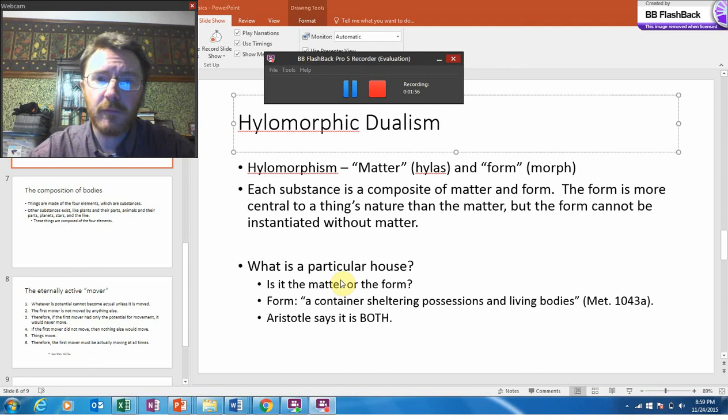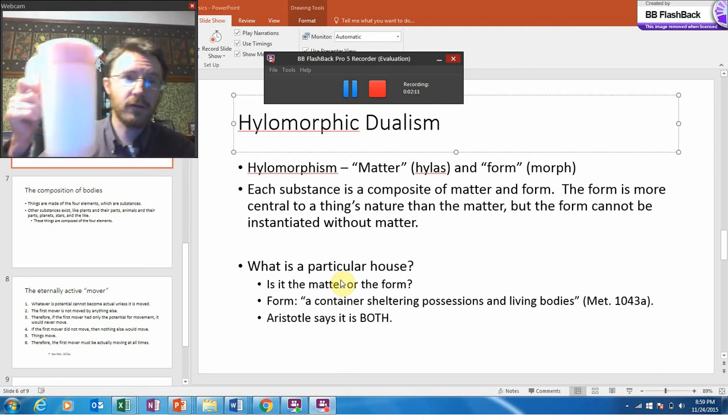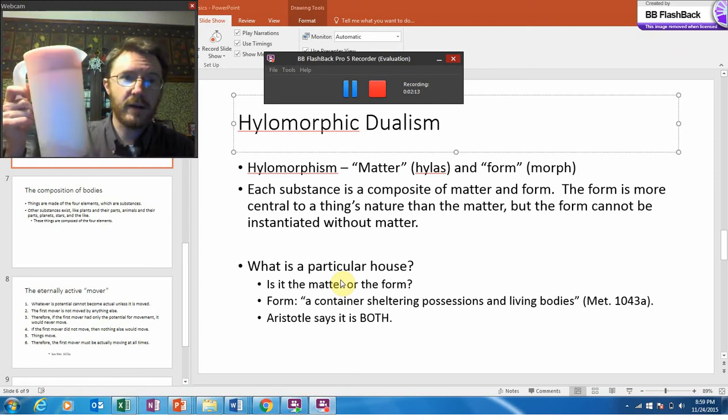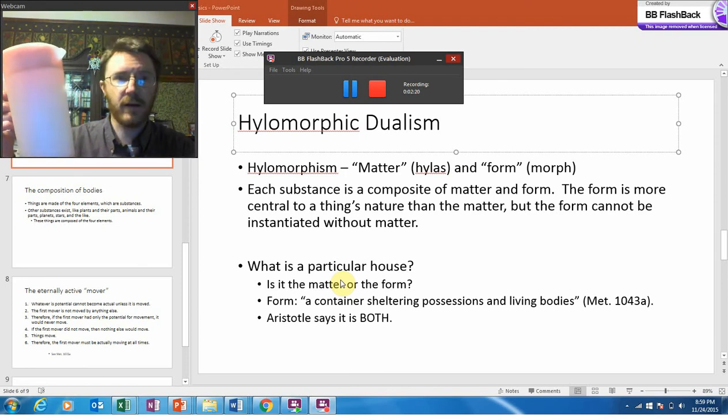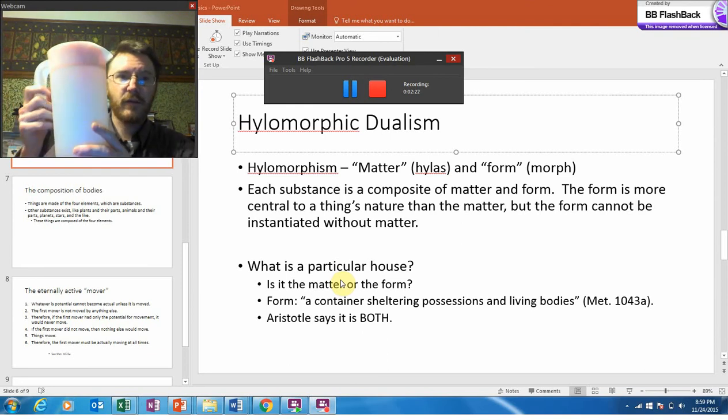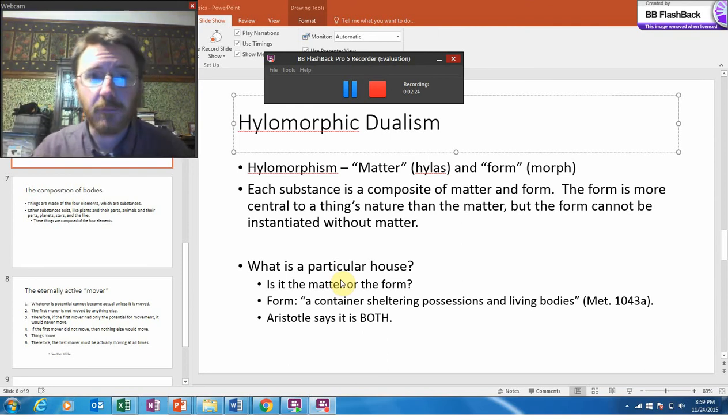So what is it that makes a house what it is? Well, according to Aristotle, it is this definition. A house is a container sheltering possessions and living bodies. So it's a container. Here's a container, but not a container like this. No, a container that has your possessions in it and your living bodies in it. So I hope you don't try and put your body in there.